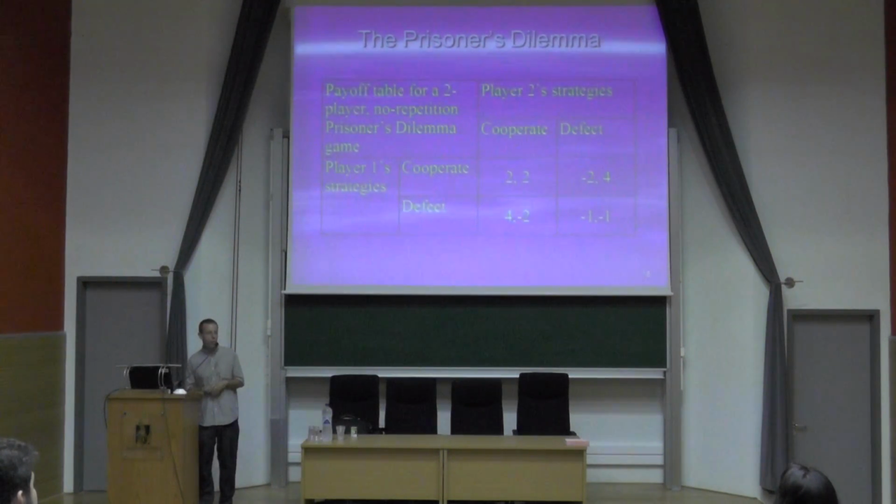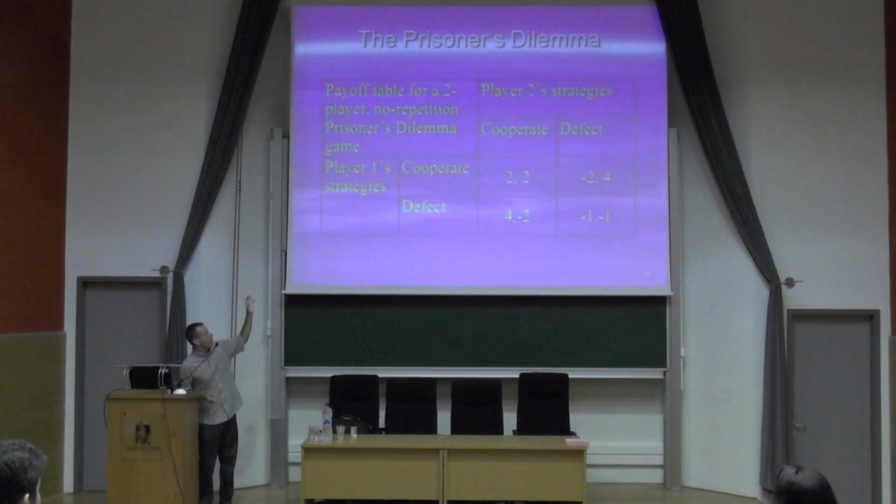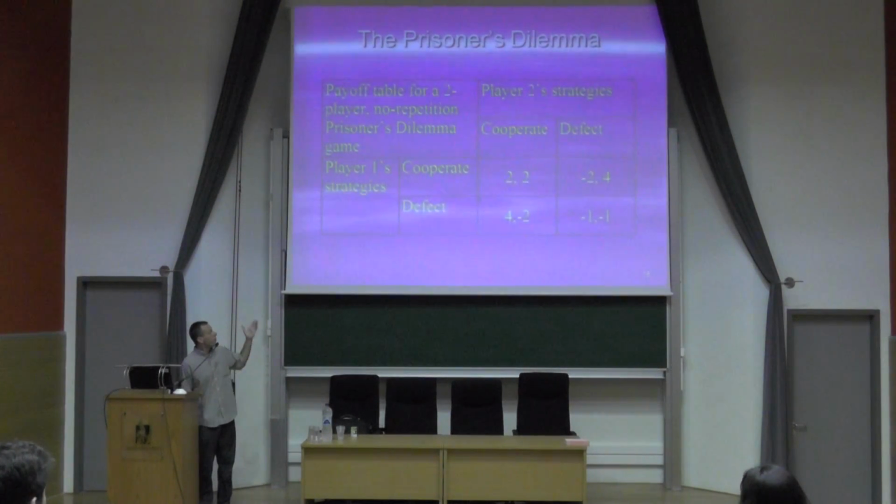If both of them cooperate, they actually get free. In this table, cooperate means that they get some gain, 2 to player 1 and 2 to player 2. But if player 1 cooperates and player 2 defects, so this is the place.